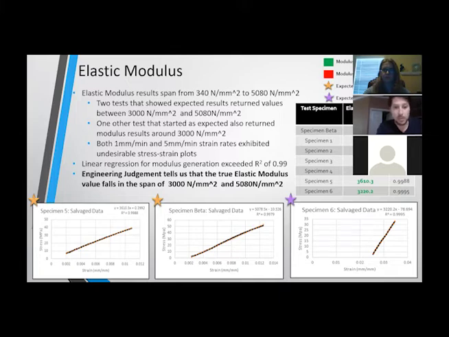The gold star plots at the bottom are the nominal tests. The purple star plot in the bottom right is a test that started off as expected and then began to slip. The table towards the right shows all of the obtained values, where in green we have what we expect to be the true range of elastic modulus, and in red the outlier values.